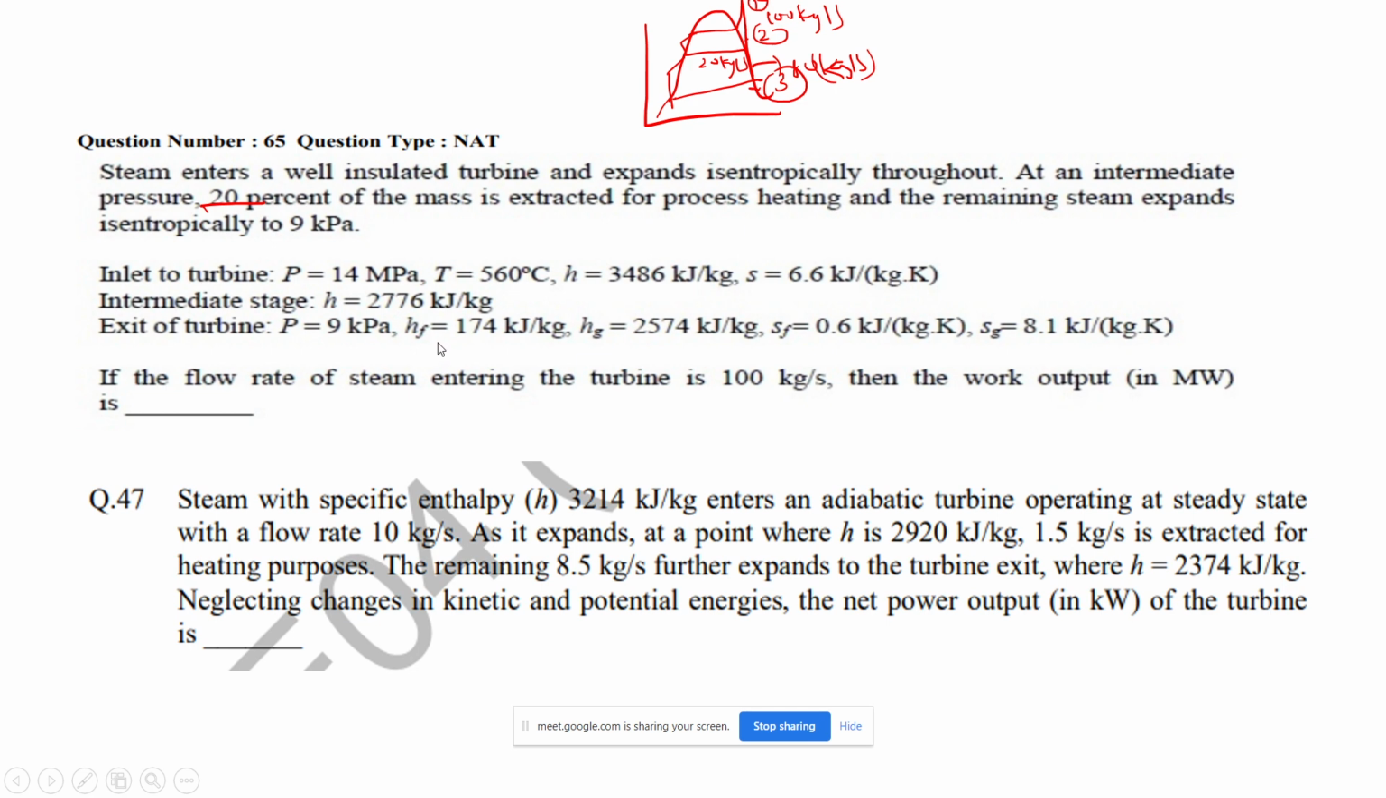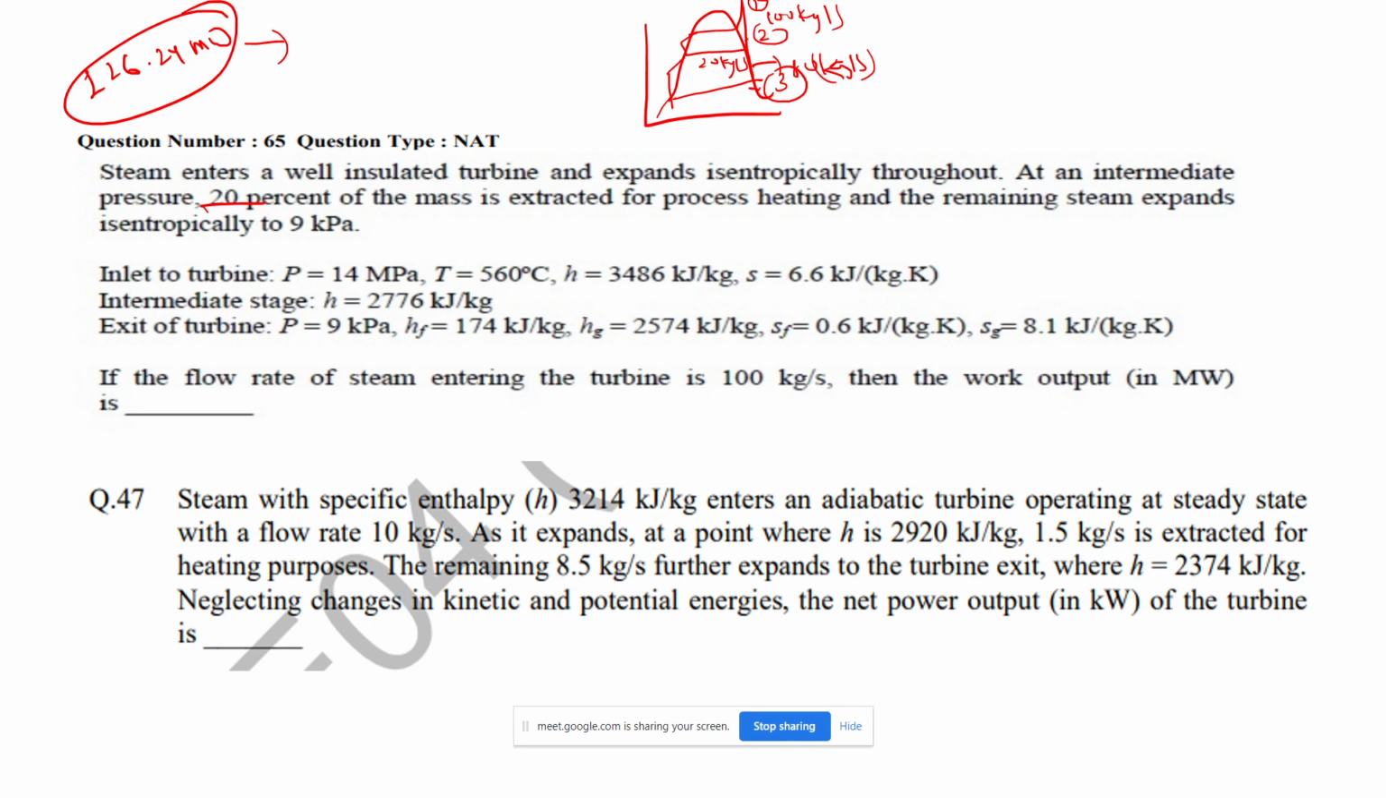Yeah, hf they have given actually, so you can use this also. Wait, we'll discuss this. How much are you getting? 126.24 megawatt, right? Yes, close. It is closer. We'll calculate, then we'll see.